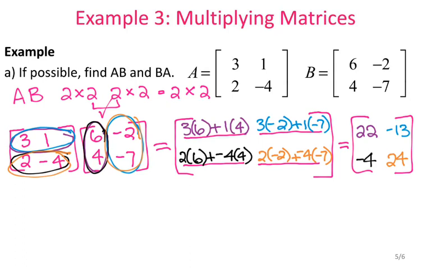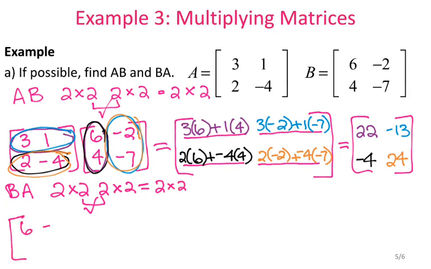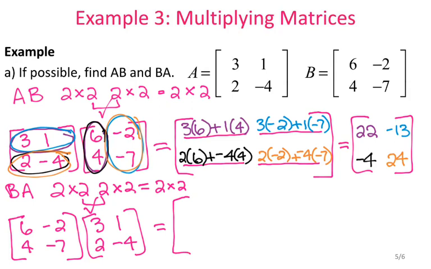Now let's go in the opposite direction, B times A. B is a 2 by 2, A is a 2 by 2. Those numbers match, so the answer will also be a 2 by 2. I'm going to write out B first, then A. Now with matrices, order does matter when you are multiplying. As you will see, A times B may not necessarily equal B times A.